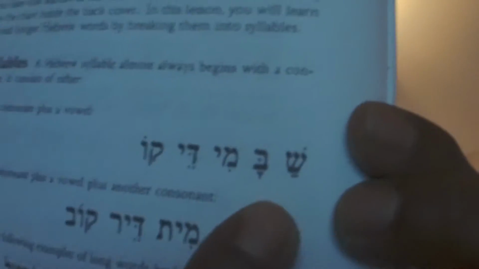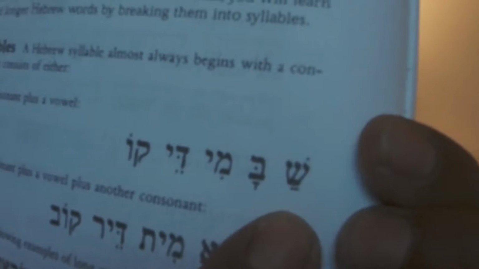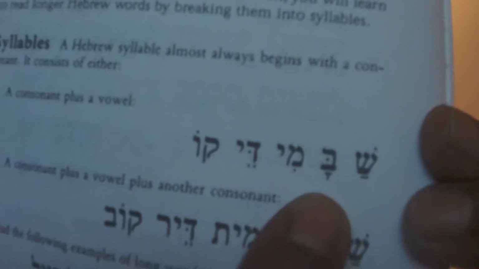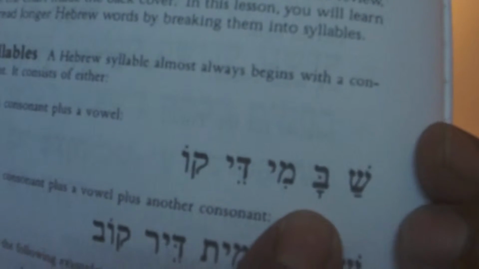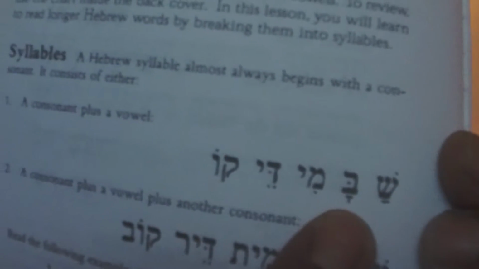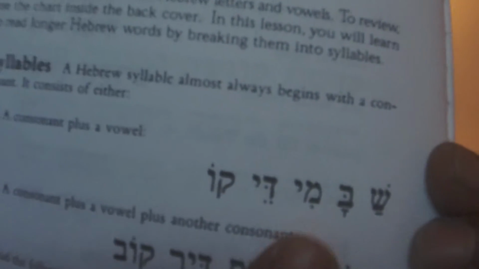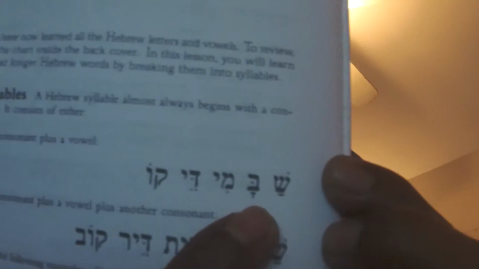Self-explanatory. Top line, we have a shin with the ah signature under it. We have a bet with the other version of the ah, the T signature, the ah. We have a mem with the double E, singular dot E signature. So sha ba mi, and other examples that follow.